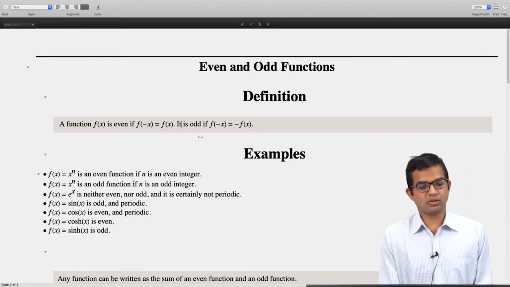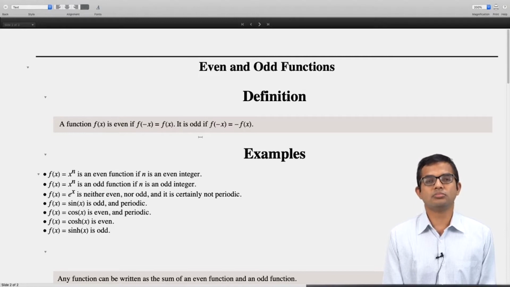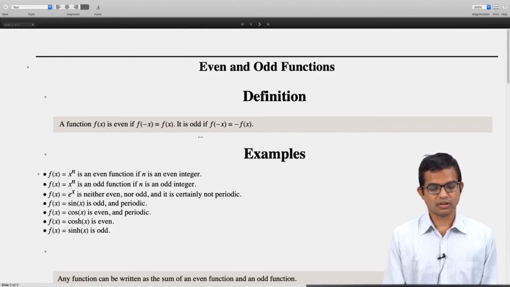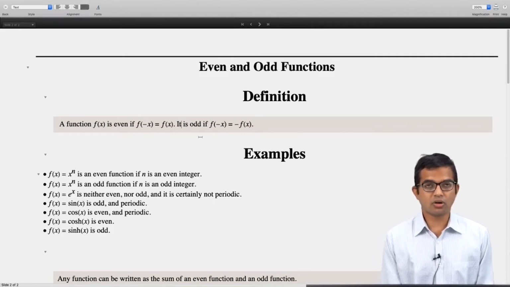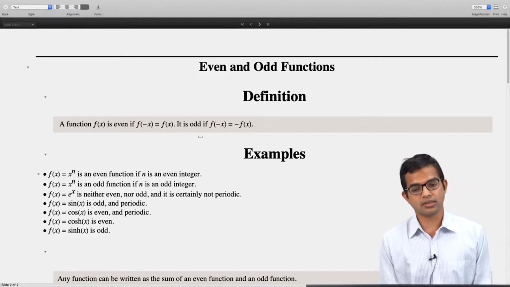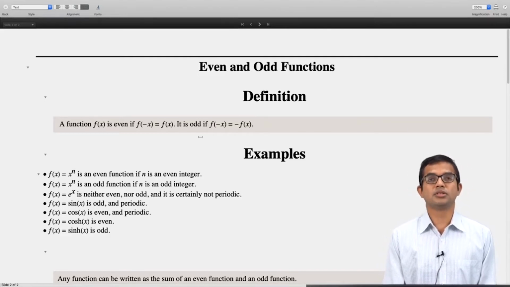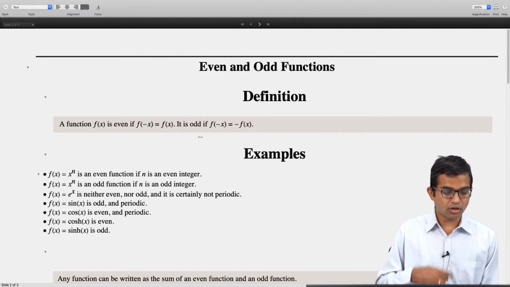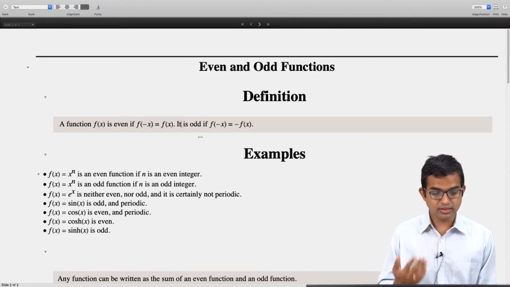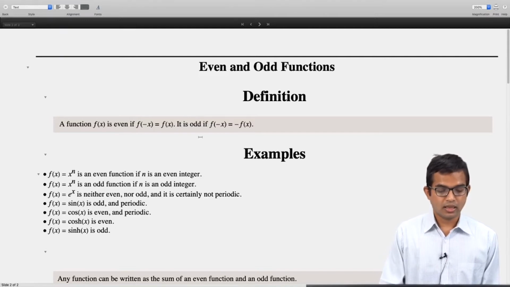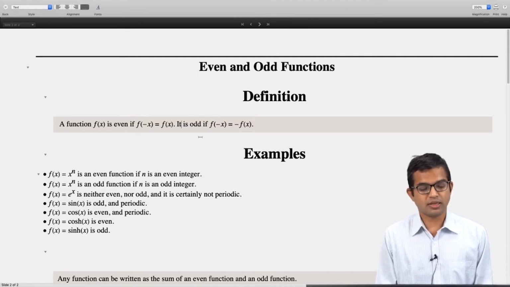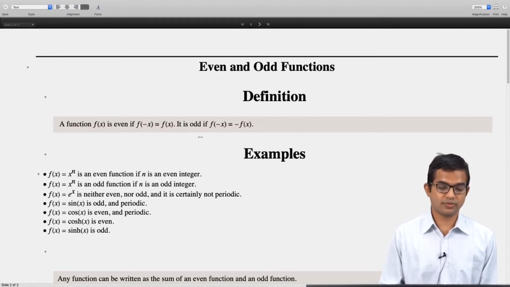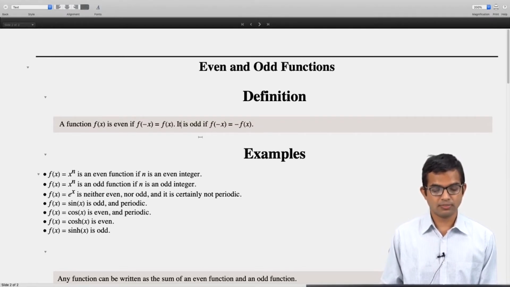Now if f of x equals e to the x, then it's not even, it's not odd, it's not periodic, right? It's a strictly increasing function. On the other hand, if f of x is sine x, then it is odd, and not only odd, but it's also periodic, right? So this is the type of function which we are particularly interested in this discussion. Or f of x equal to cos x is even, and it's also periodic. The hyperbolic cosine function is even, the hyperbolic sine function is odd. Neither of these will be periodic, but they have evenness or oddness.